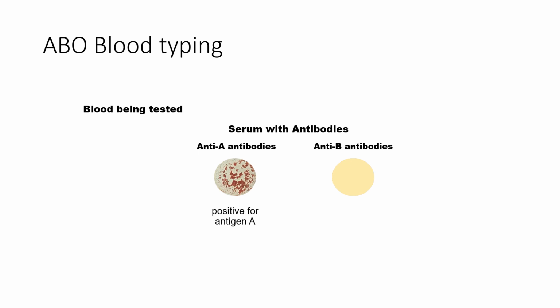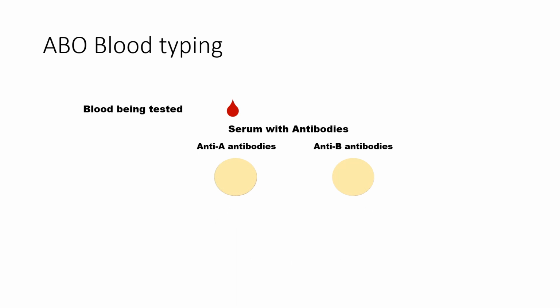So let's do the same thing with anti-B antibodies and see what we get. And in this case, we got no reaction. So this is what it looks like when our blood does not have antigen B on it. So we didn't get a reaction with those anti-B antibodies. So what is our blood type in this scenario? Our blood only reacted with the anti-A antibodies, which tells us that we have only the presence of antigen A, which means our blood type is type A.